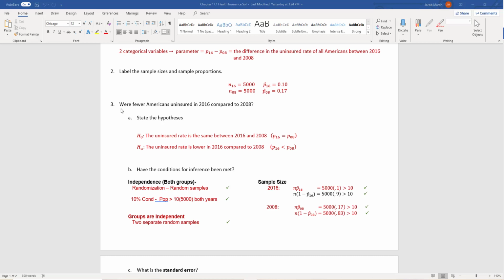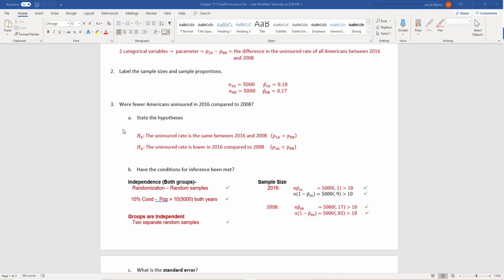So question 3 says, were fewer Americans uninsured in 2016 compared to 2008? And since we're asking a yes or no question, if we're going to answer this question, we either say yes or no. Yes or no questions, we answer them in statistics with a hypothesis test. And step 1 of any hypothesis test is you want to state what you're testing, what your default assumption is, and then what you need evidence of.